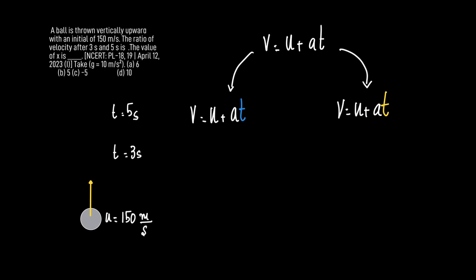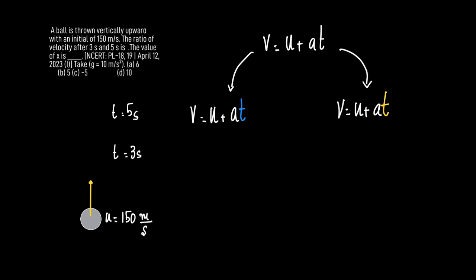Now we have a very simple, very straightforward question out of motion in a straight line. The question is actually not completely correct in terms of wording here, sorry for that. The question says that a ball is thrown vertically upward with an initial velocity of 150 meter per second. The ratio of the velocity after 3 to 5 seconds is (x plus 1) by x, and we are asked to find the value of x.